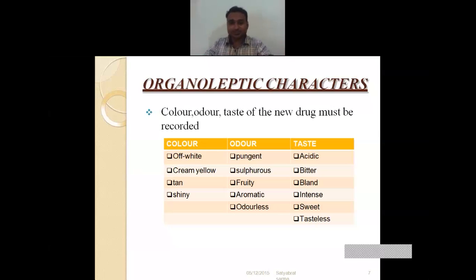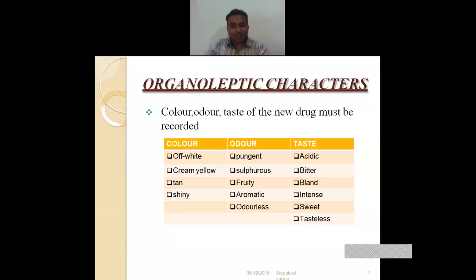Next one is the odor. So odors are pungent, sulfurous, fruity, aromatic, and odorless. Another one is the taste, that is acidic, bitter, bland, intense, sweet, and tasteless. Okay, so it is determined by visual inspection, is not it? So that is the organoleptic characteristics of drugs.